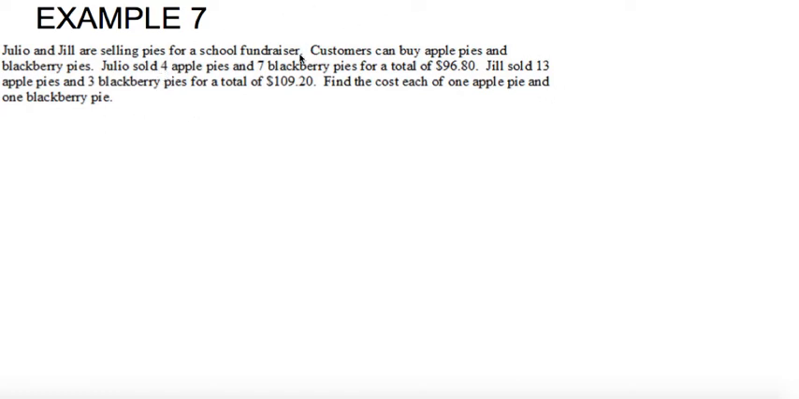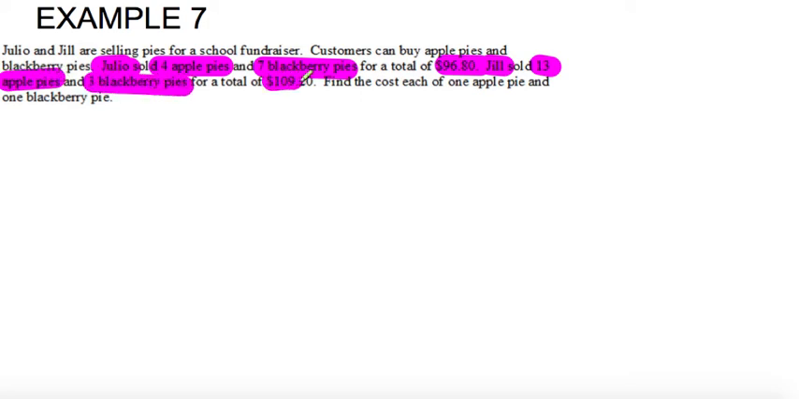Okay, so we're going to highlight key information. We know that Julio sold 4 apple pies and 7 blackberry pies, and the total was $96.80. And Jill sold 13 apple pies and 3 blackberry pies, and the total there was $109.20. So that's the important information here. And we need our variables. So A represents apple pies, and B represents blackberry pies.